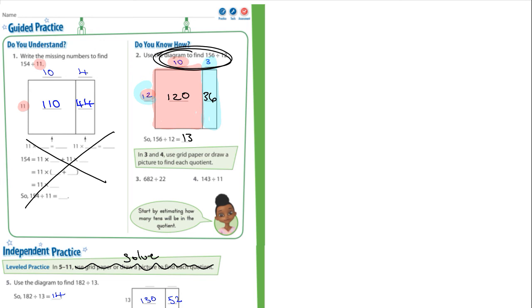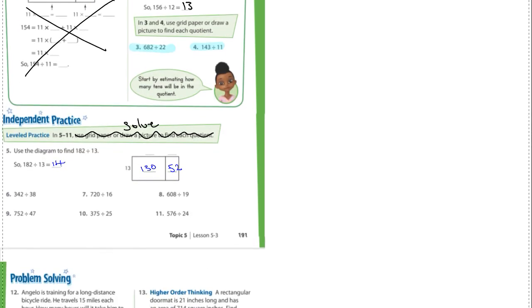So in these problems here, in 3 and 4, and I think also for 6, 7, 8, 9, 10, 11, looks like 5 I did for you, it's 14. Oh, and then these 2 blanks right here. I want you to find those.